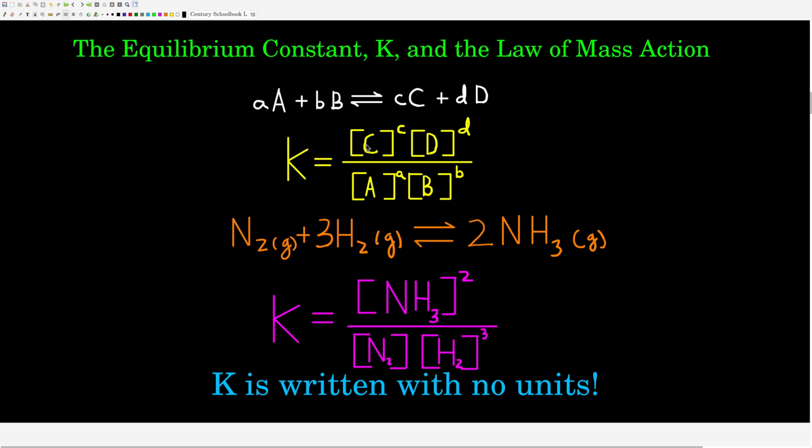So again, these are the products, C and D. Remember, the capital letters stand for the formulas, and the lowercase letters are the coefficients. So the coefficients become the exponents. For example, in our example reaction, ammonia being formed from nitrogen and hydrogen, the equilibrium expression would look like this. K, the equilibrium constant, is equal to the concentration of ammonia squared, because its coefficient is 2, divided by the concentration of nitrogen, coefficient of 1, so its exponent is 1, times the concentration of hydrogen to the 3rd power.